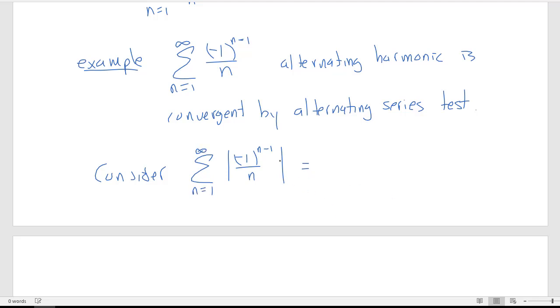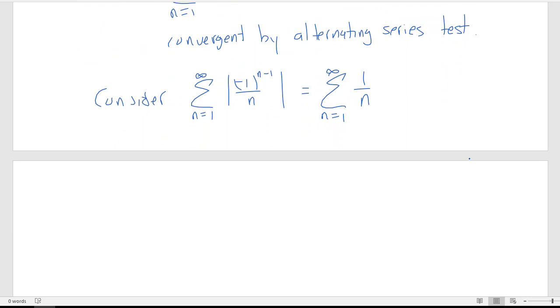Again, without writing the terms out, we know that this negative 1 to the n minus 1 creates the plus-minus alternation, the alternating behavior. So we really are going to look at the series sum of 1 over n as n goes from 1 to infinity, and we know this is a divergent p-series, because p is equal to 1, which is less than or equal to 1.